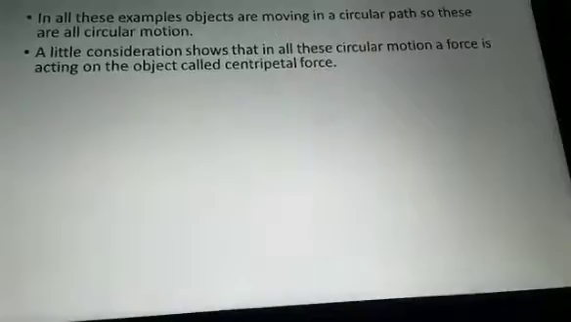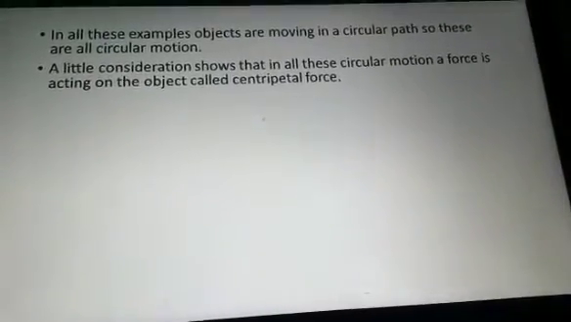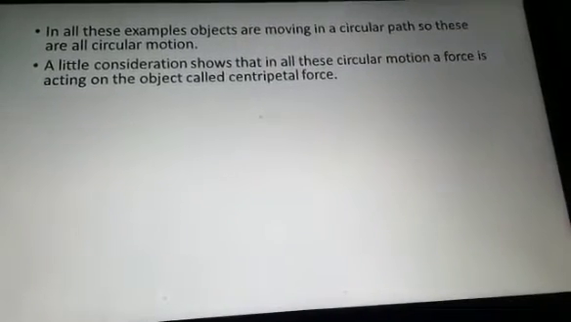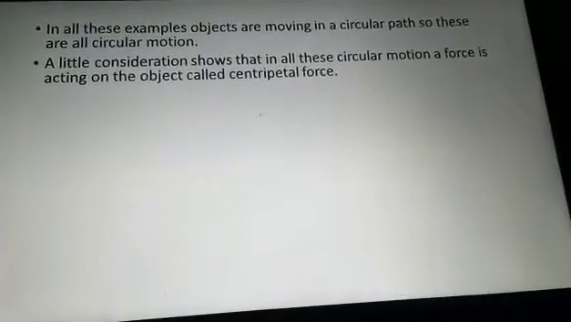Let us see the next point. Now see, in all these examples, objects are moving in a circular path, so these are all circular motion. And in all these circular motions, a force is acting on the object called centripetal force.